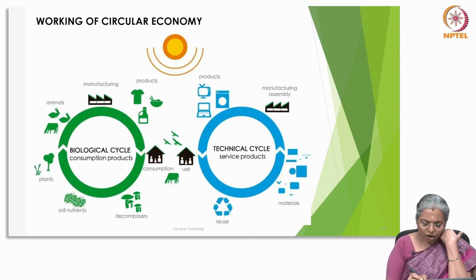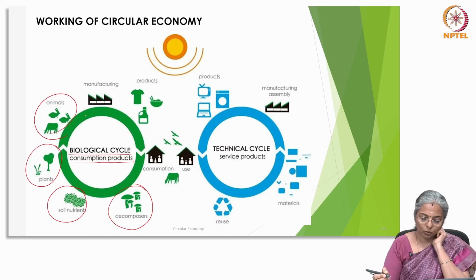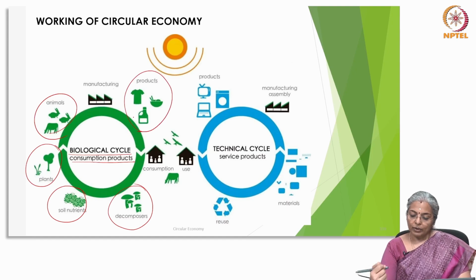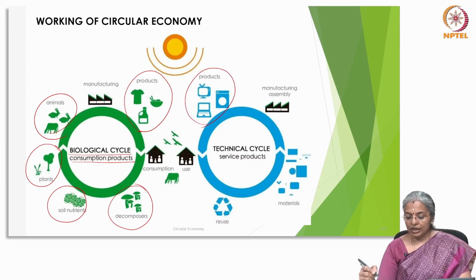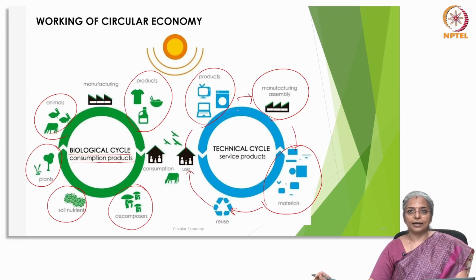Normally biological cycle products are biodegradable because there is involvement of decomposers, soil components, plants, animals and so on. Examples of these could be any of the dairy products and so on. Whereas, if you look at the technical cycle products, they could be any of the appliances that we use, for which you actually need to extract material, process it, and once you manufacture it, you use it, it gets repaired, you reuse it or recycle it and so on, and the cycle continues.